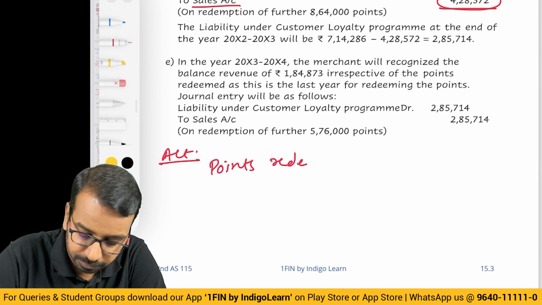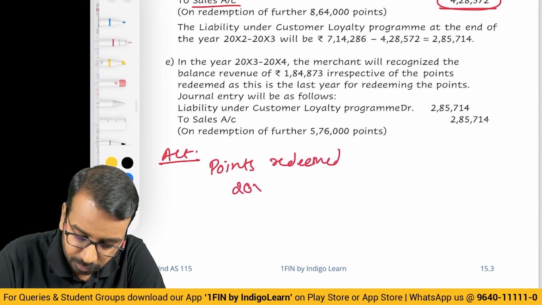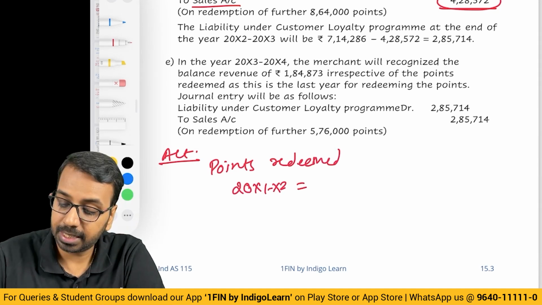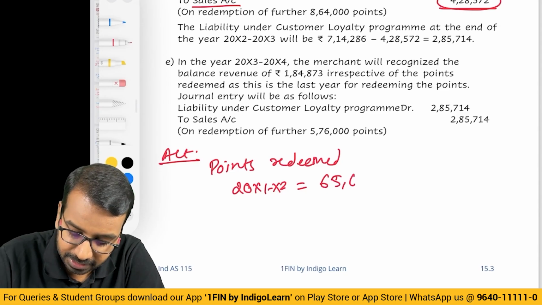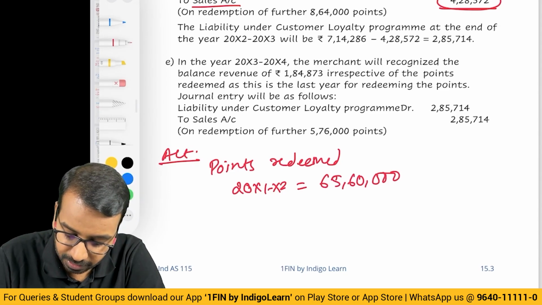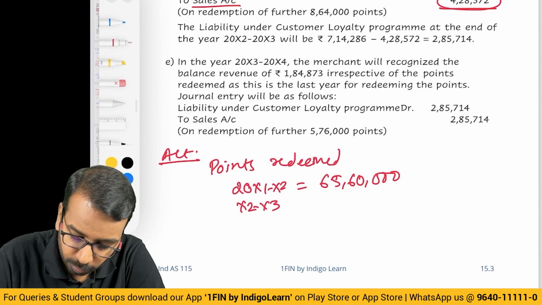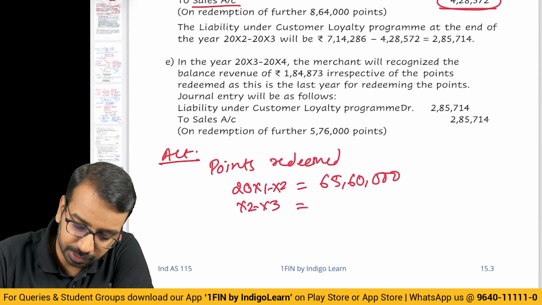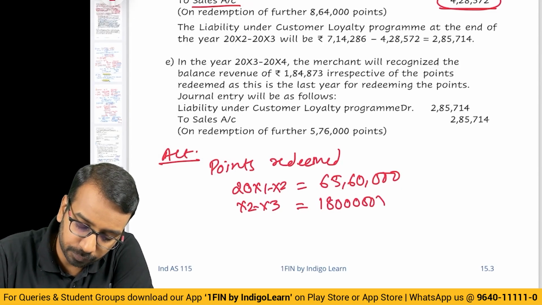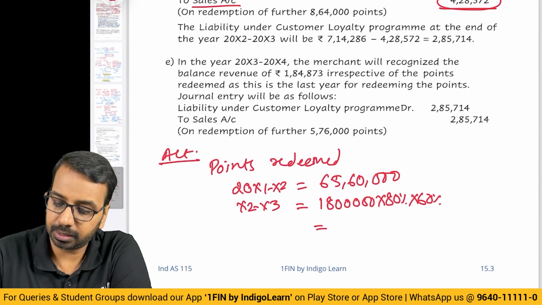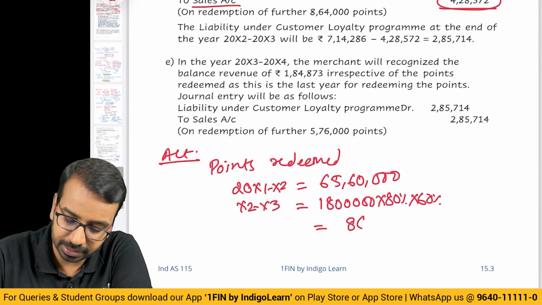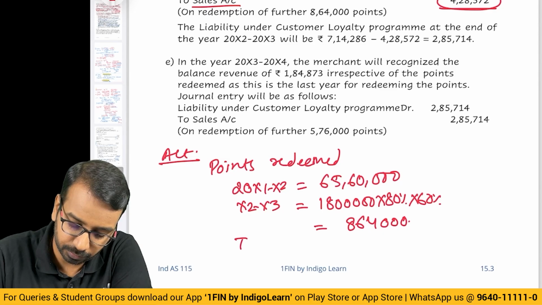Points redeemed in year 1, year 2: 82 lakhs into 80%, that is 65 lakhs 60,000. Then in year 2, year 3, how many points have been redeemed? 18 lakhs. Of this, 80% is the expected redemption. Of this, 60% has been redeemed. So 18 lakhs into 80% into 60%, that is 864,000.